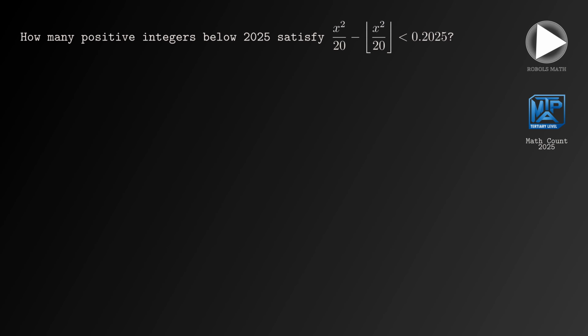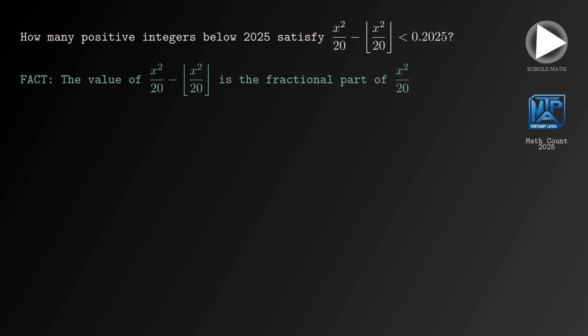The key here is recognizing that the left side of the inequality is basically the fractional part of x squared over 20. If it isn't immediately obvious yet, let's consider simpler cases first. For example, let's say that the value of x squared over 20 is something like 1.5. The floor of 1.5 is 1, and the difference between 1.5 and 1 is 0.5, which is what we refer to as the fractional part of 1.5, which is basically the excess over an integer of that number.